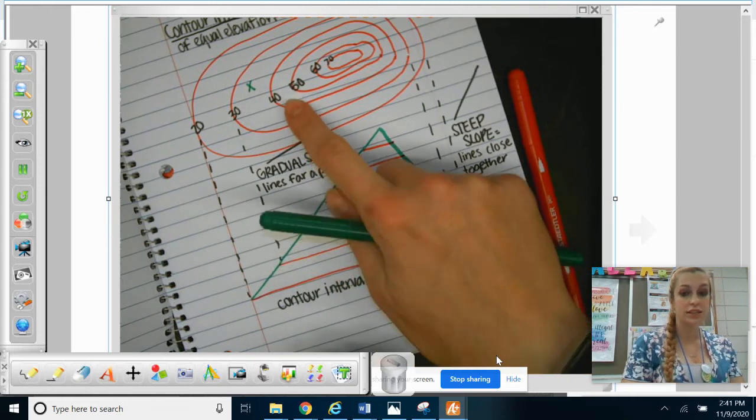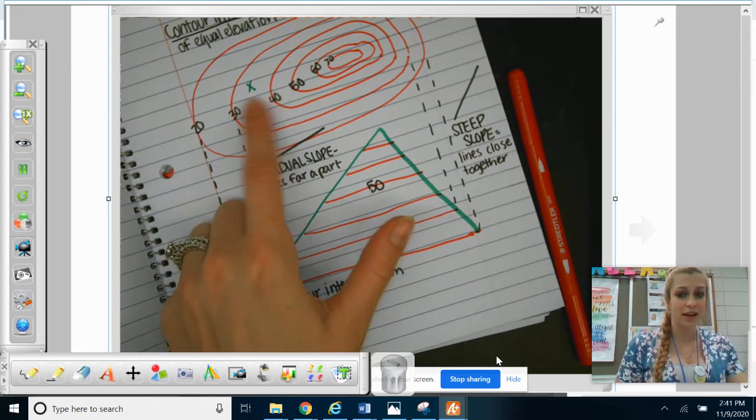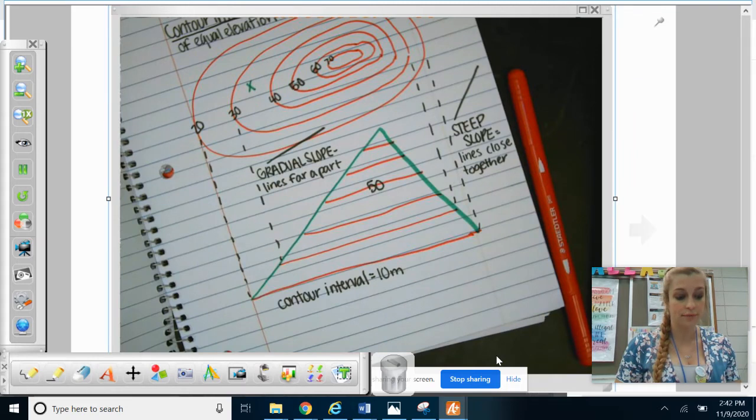Once you cross this line, we can count it as 40 meters. So I'm making that easy for you. I don't want you to estimate that. It's not the next elevation until you cross the line.